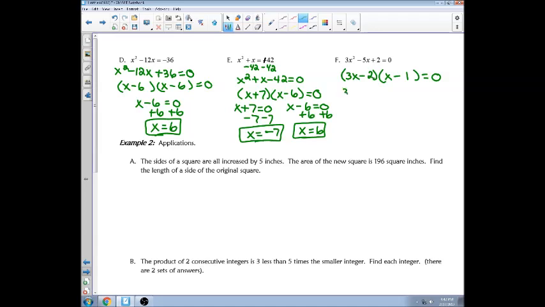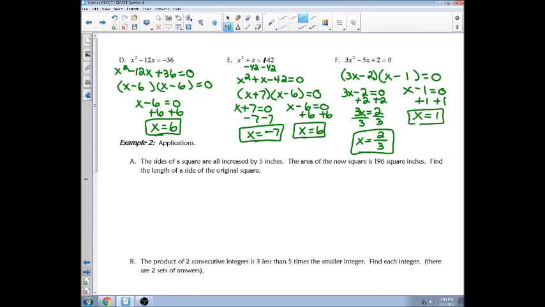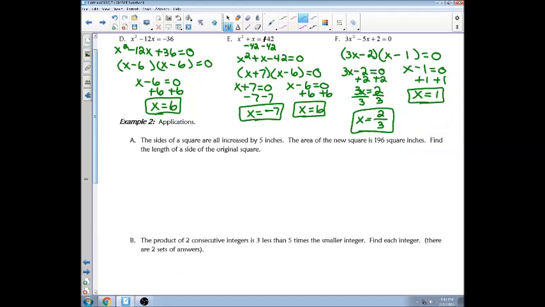I can go ahead and set these each equal to 0. So I'm going to add 2. 3x equals 2, divided by 3. So x equals 2 over 3. Also, I have x minus 1 equals 0, so if I add 1 to both sides, x would equal 1. All right, now on to applications. Applications are going to be a little bit different. I know that you did some of these for an assignment not too long ago, but let's talk about it.